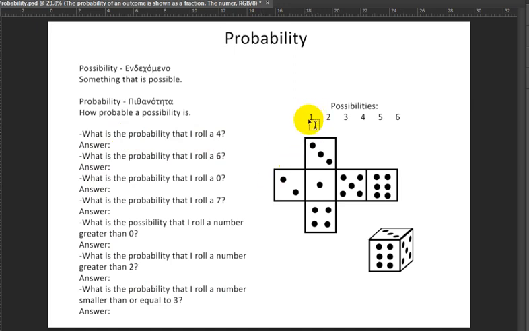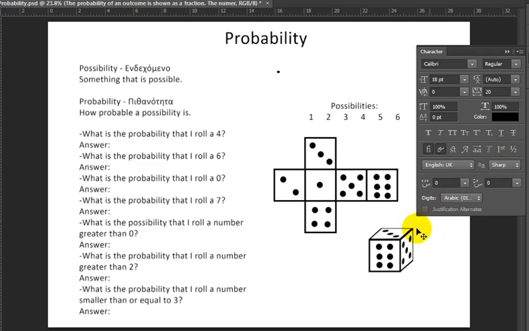Well, as we said, our answer should be a fraction, right? So a fraction, and the numerator is going to be the number of possibilities where these conditions are met. What are the conditions? That I roll a 4. How many possibilities fit that description? Well, only one. Only one. So my numerator is going to be 1.